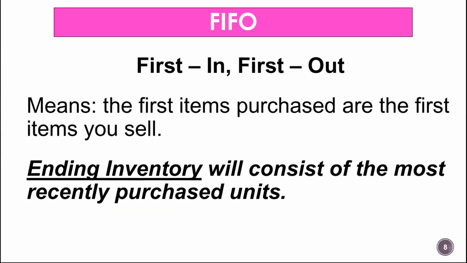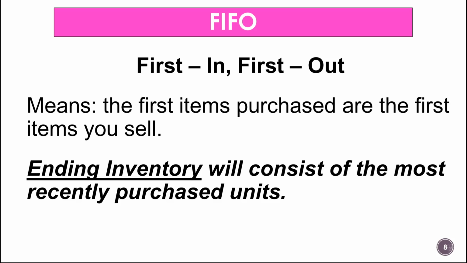The next method we're going to talk about is FIFO, first in, first out. This means the first items purchased are the first items you sell. As they come in, you want those to go out, right? First in, first out. That might be an example of food. As the food comes in, we want to sell whatever came in first. That would be pretty normal for food, and anything that's perishable would make sense. Ending inventory will consist of the most recently purchased units.